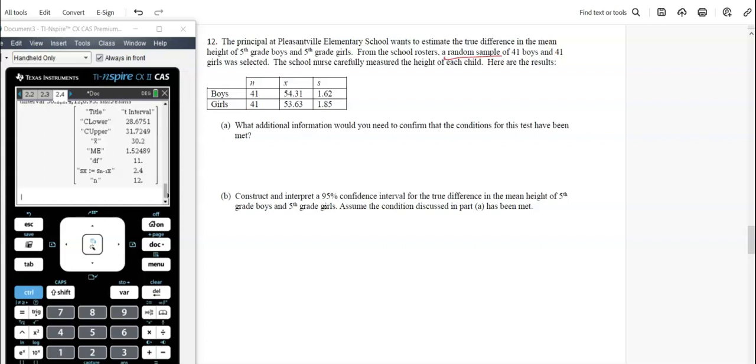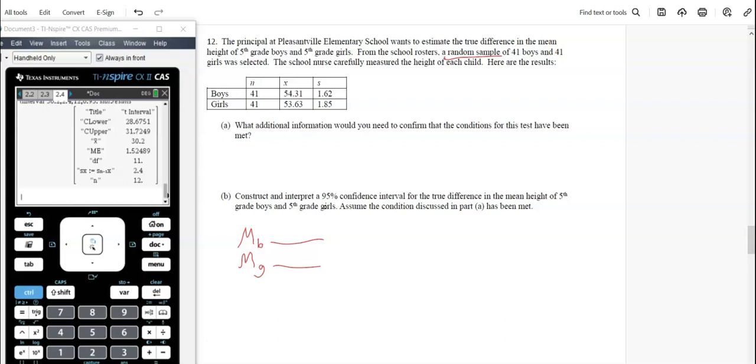Okay, construct and interpret that. So in this case, we're talking about mu of B and mu of girls, boys and girls. And so you talk those in context, the true mean height of the boys and true mean height of the girls are those two variables. You write down the confidence level, which is 95%. Then you go to just check your conditions next.